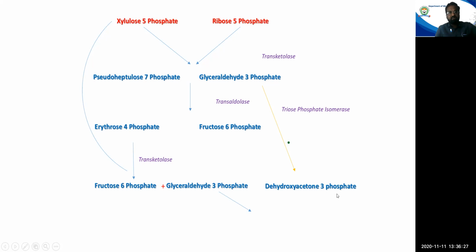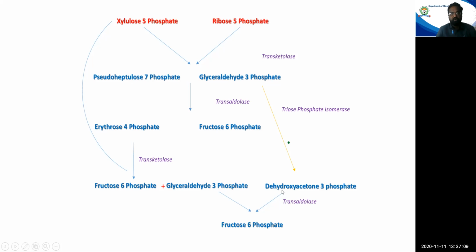That 6-carbon sugar is broken down to 3-carbon molecules, glyceraldehyde 3-phosphate and dihydroxyacetone 3-phosphate. Okay, now this glyceraldehyde comes to this point. Here we are accumulating one glyceraldehyde 3-phosphate molecule from xylulose and erythrose. Okay, so this glyceraldehyde and this dihydroxyacetone phosphate, they are acted upon by transaldolase molecule, and eventually they result in formation of fructose 6-phosphate molecule.